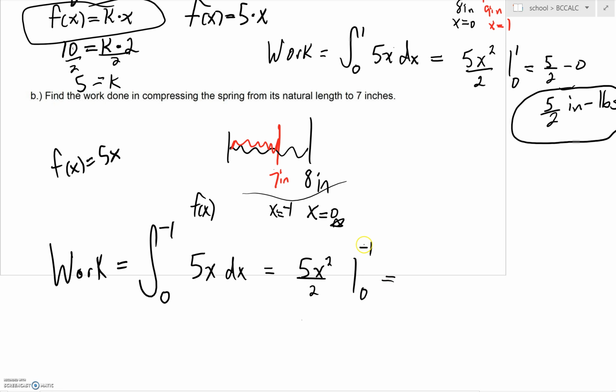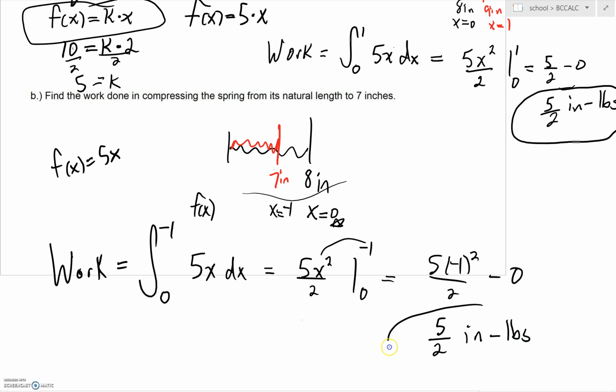Hey, when you plug -1 in, you're going to immediately see, I hope, that you're going to get the exact same thing that you just had before. Wow, look at this. It's the exact same amount of work to compress the spring 1 inch from its natural position, as well as stretching it 1 inch. So just wanted to show this to you. One of the shortest lessons of the year. We are done.